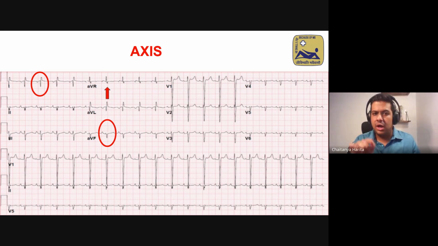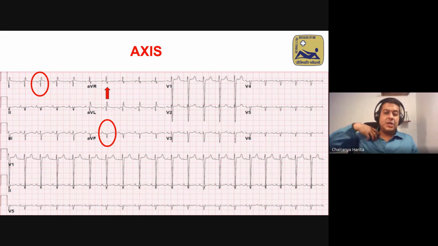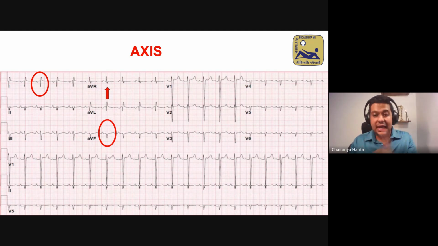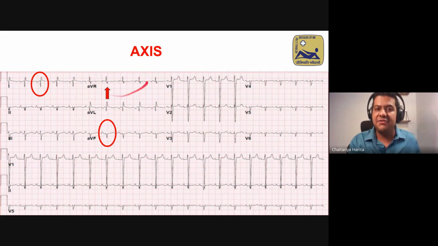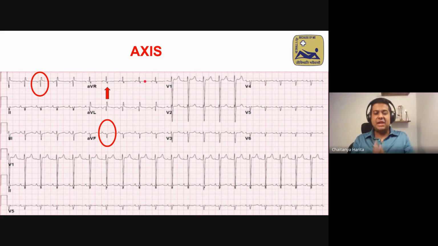Whenever you see this, always look at AVR. Because in these two leads, if lead one is negative and AVF is negative, the axis is going towards the right shoulder. And AVR is the only lead which is at the right shoulder, and it's the only lead which is always negative. The P is negative, the QRS is negative, and the T is negative. So if your axis is truly towards the right shoulder, AVR, from being everything negative, will become everything positive, which is a very, very rare phenomenon.